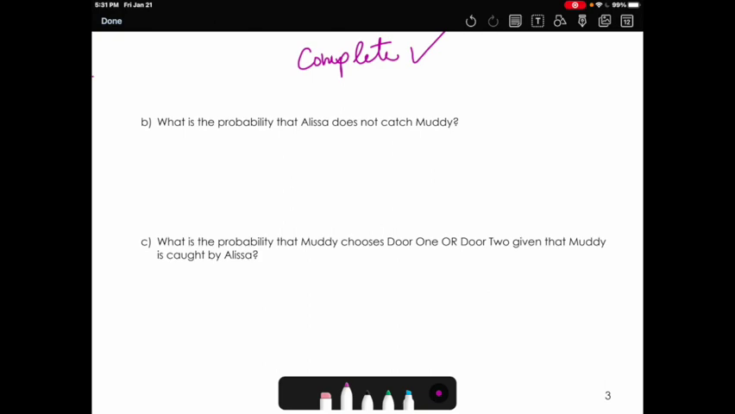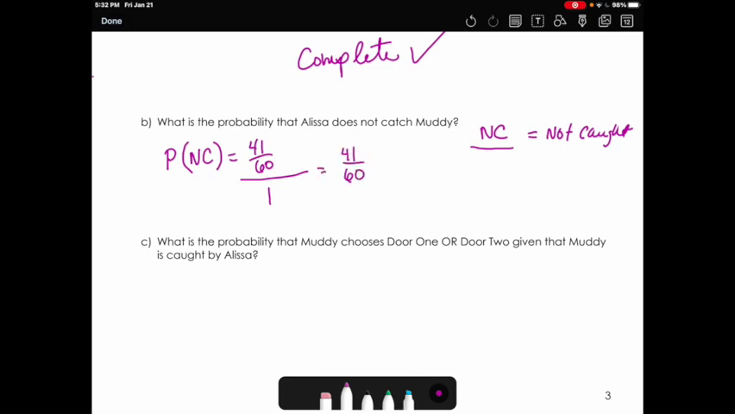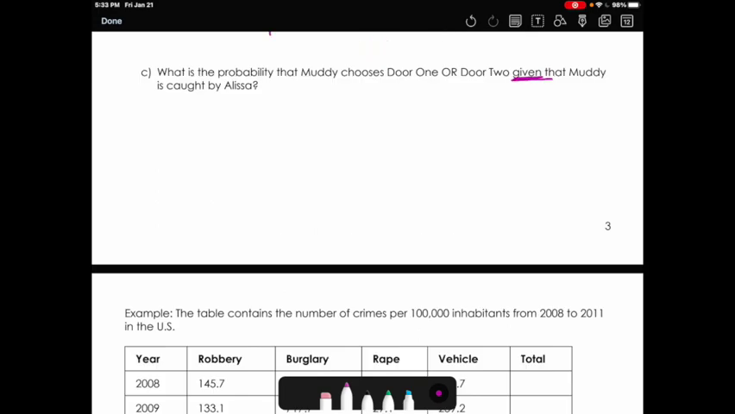Okay, now for part B, it says, what is the probability that Alyssa does not catch Muddy? So let's use the notation NC for not caught. And so we're finding the probability of NC. If we look at the table and we look at the row, not caught, that total is 41/60. So that probability out of 1 will give us 41/60. So that works.